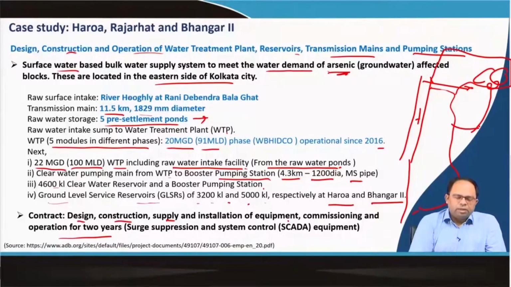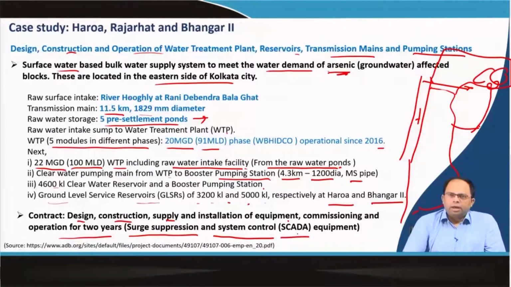So, it is built, operated and then it is supposed to be transferred. So, it is a BOT contract. Care was taken that surges in the pumps and also in the water treatment units were suppressed, or there were control mechanisms for surge suppression, and also overall system control was there. That means SCADA equipment was also installed in this particular system.